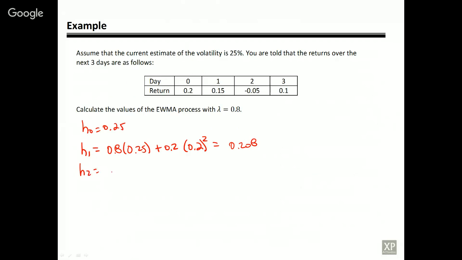And h2 then would be 0.8 multiplied by our previous day estimate of 0.208 plus 0.2 multiplied by our return squared. And that gives us 0.1709. And then we just keep repeating that for the remaining values.